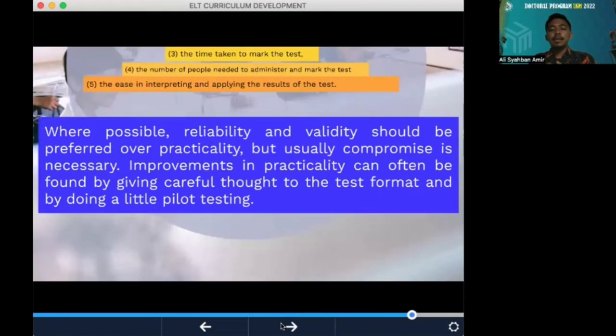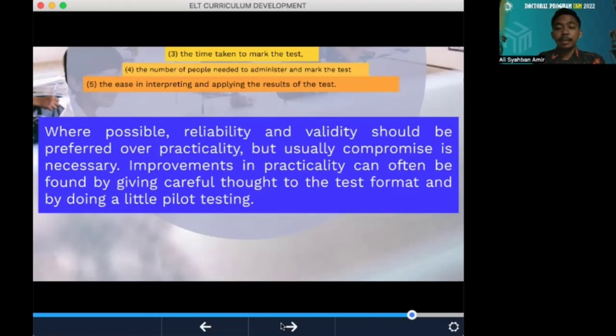Where possible, reliability and validity should be preferred over practicality. But usually compromise is necessary. Improvements in practicality can often be found by giving careful thought to the test format and by doing a little pilot testing.